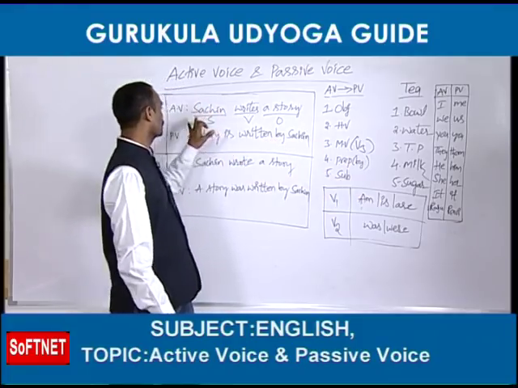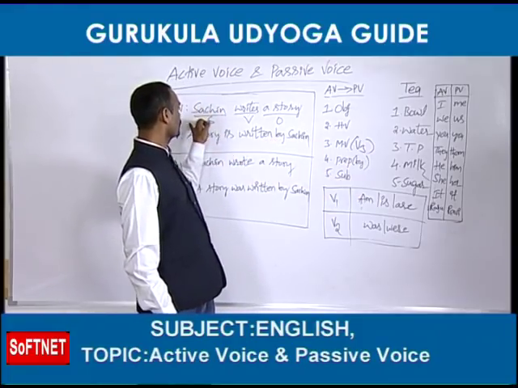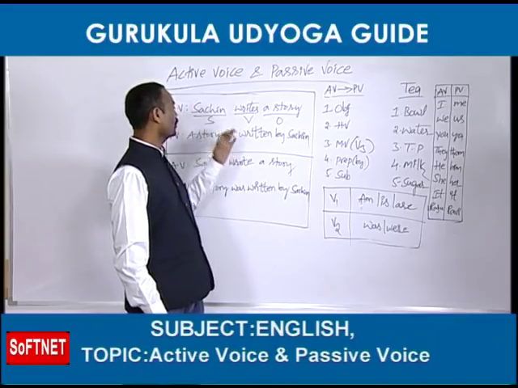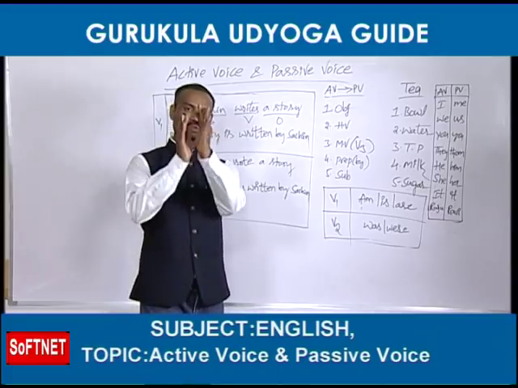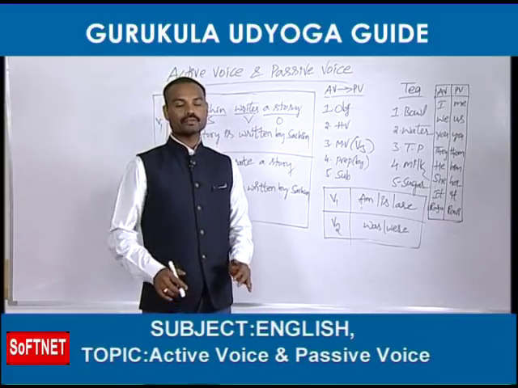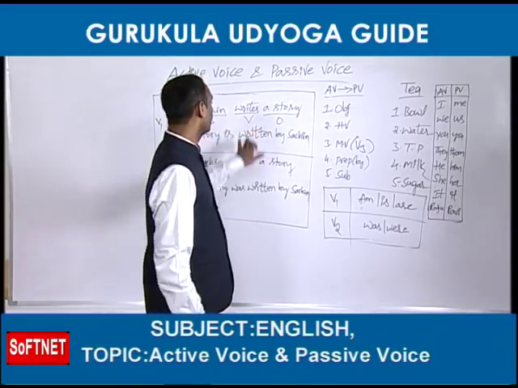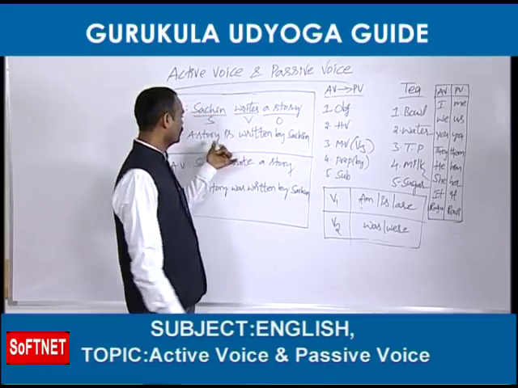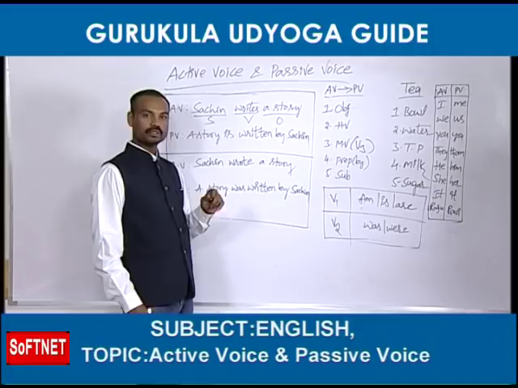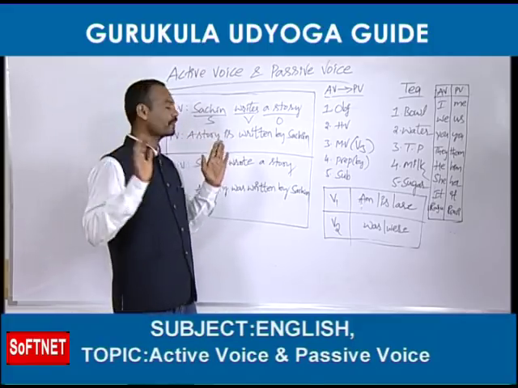Then the subject. Sachin is the subject. How to find out the subject? Whenever you want to know where the subject is in the given active voice, you should go to the verb and ask a question with who. Who writes? Sachin. The coming answer is called the subject. So, that is the subject. Did you understand, friends? Very simple, friends.